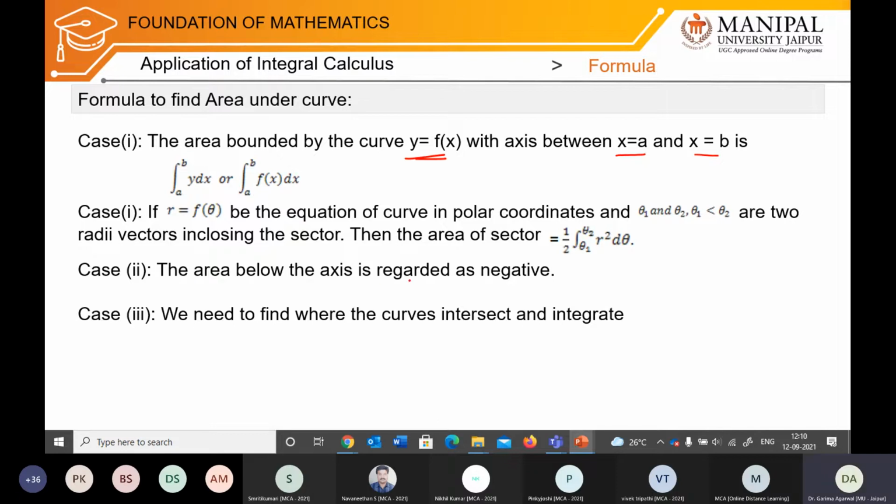The area below the axis is regarded as negative, right? Let's say I have this circle here, and if I want to find the area of this circle, definitely it is negative. This axis is the x-axis, so below this x-axis it will be negative.